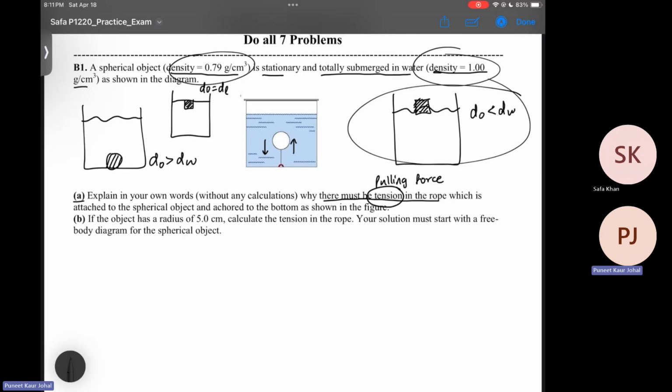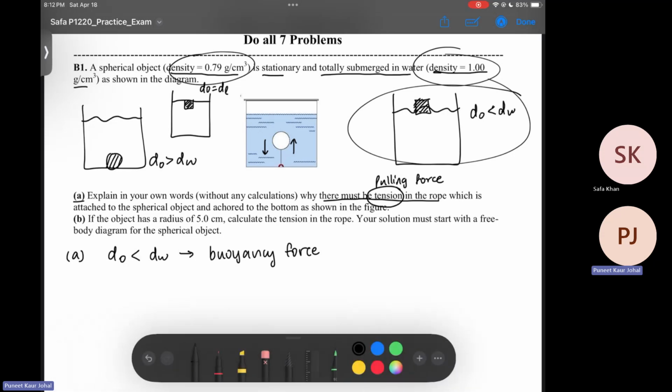So the explanation for that would be, since the density of the spherical object is lower than that of water, it means that it would want to float, right? So there will be a buoyancy force. I think it's just called buoyant force.